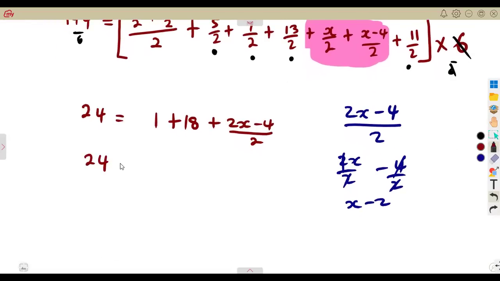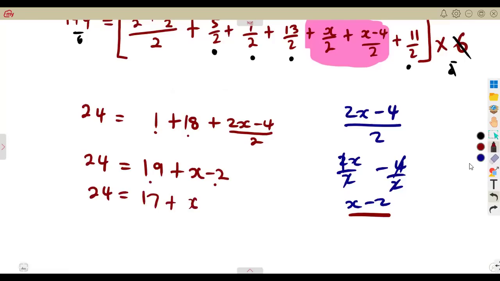So 24 is equal to 1 plus 18, which is 19, plus this part separated, which is x minus 2. So 24 is equal to 19 minus 2, which is 17, plus x. All right, let's find x. Take the 17 to the other side so that it will subtract. So that's 24 minus 17. The difference will be the value of x, which is 7. So meaning to say 7 is equal to x.